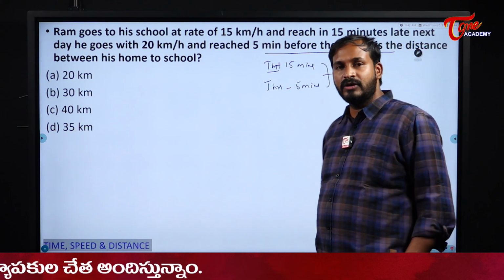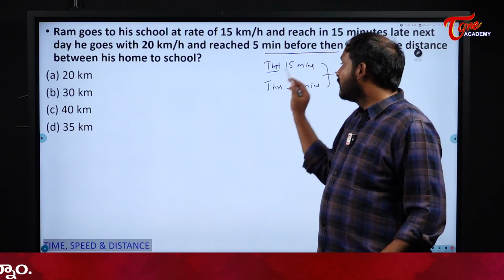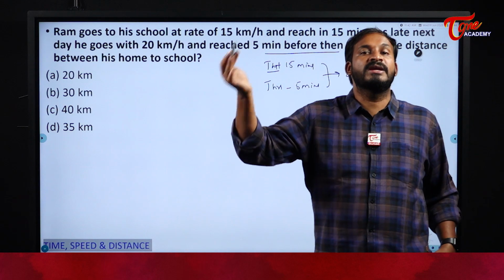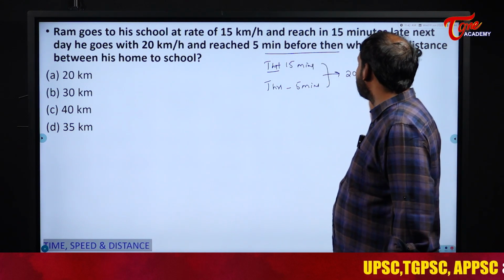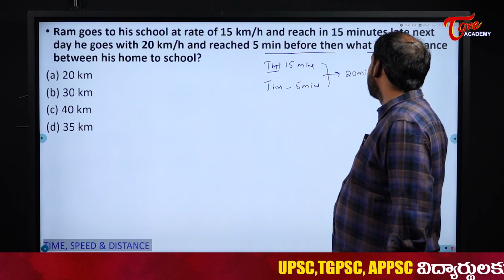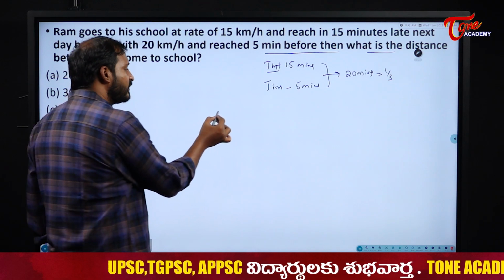Please be careful. Don't write directly 15 minus 5 and write it as 10. From 15 minutes late to 5 minutes early, so what it becomes? 20 minutes, which is 1 by 3. The time difference here is 1 by 3. So as usual, we have the formula.